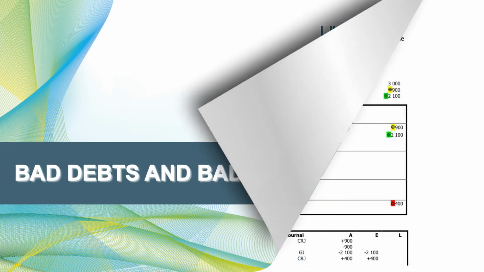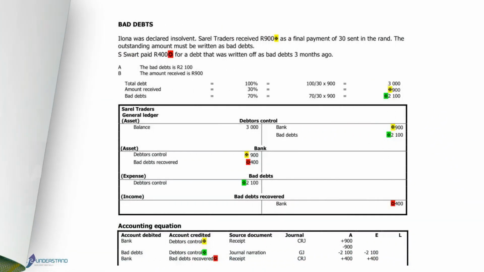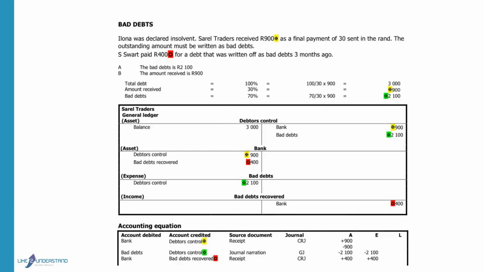Good morning. We will pay attention to bad debts today. Ilona was declared insolvent. Sole traders received 900 Rand as a final payment of 30 cents in the Rand. The outstanding amount must be written off as bad debts.